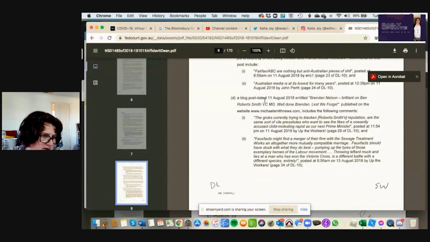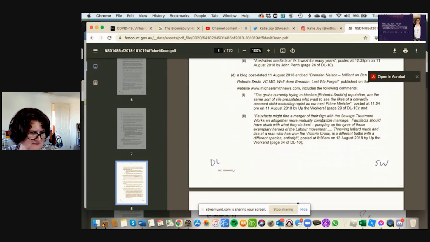Blog post dated 11th of August 2018 titled "Brendan Nelson, brilliant on Ben Roberts-Smith VC MG. Well done, Brendan, lest we forget," published on the website Michael Smith News. It includes a comment: "The grubs currently trying to blacken Roberts-Smith's reputation are the same sort of vile prostitutes who want to see the likes of a cowardly accused child molesting rapist as our next Prime Minister."